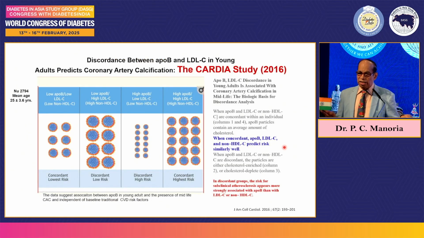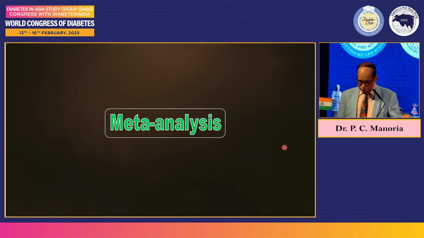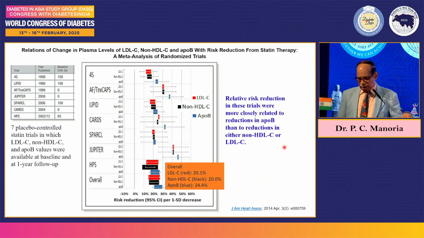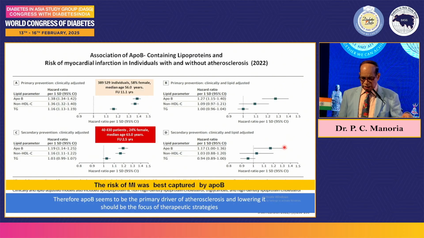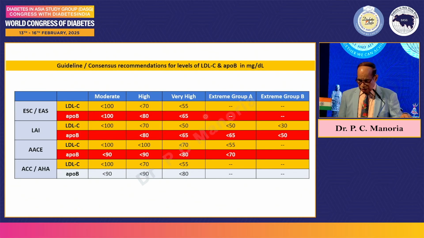And this again is the CARDIA study which shows that if there is concordance between, say, non-HDL cholesterol and LDL cholesterol, it may be fine. But if there is discordance between LDL cholesterol and non-HDL cholesterol, you should estimate ApoB. Again, a meta-analysis of statin trials also favors ApoB, and this is again a meta-analysis of primary prevention and secondary prevention, and you can see ApoB is a better predictor compared to non-HDL or other lipoproteins. These are the targets for ApoB.